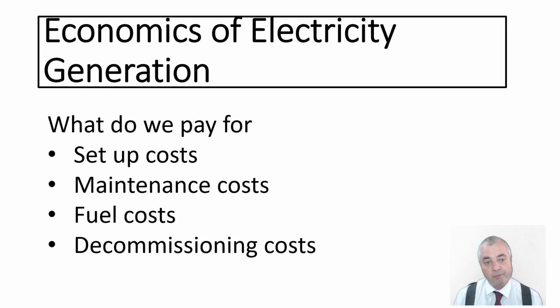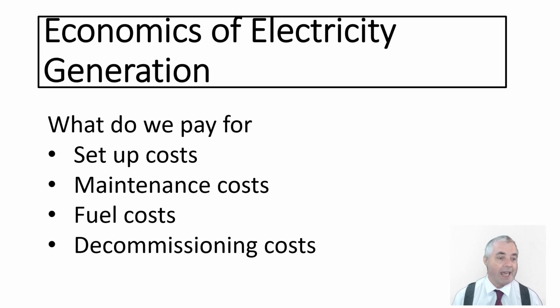Because there are some things that you have to pay for if you are generating electricity. You've got to pay to build the facility that's generating your electricity, whether it's a wind farm or a nuclear power station. You've got some building to do, and that is going to cost you money. Those are the setup costs. You've then got to keep everything working properly. That's the maintenance cost.